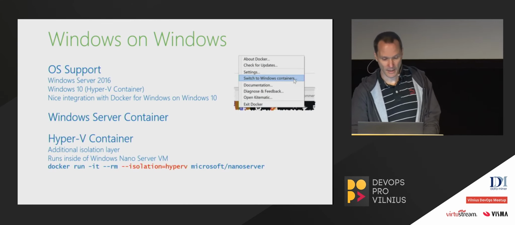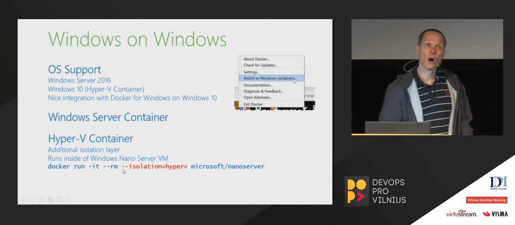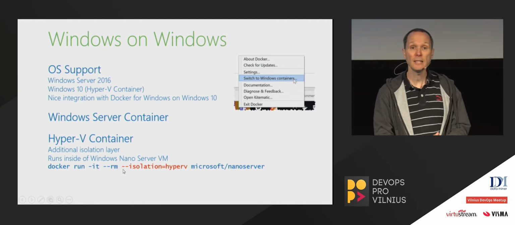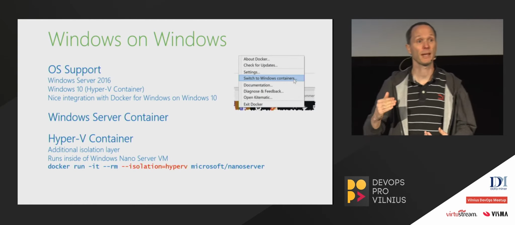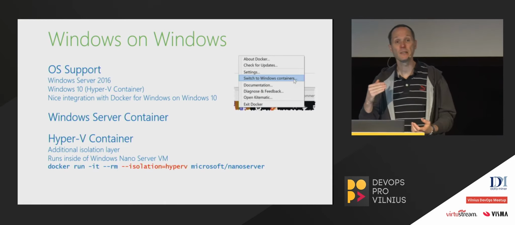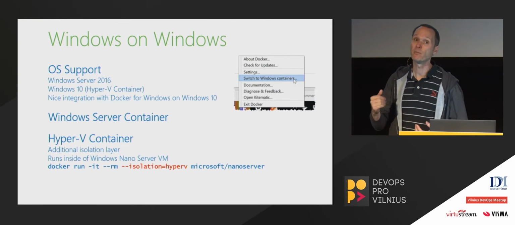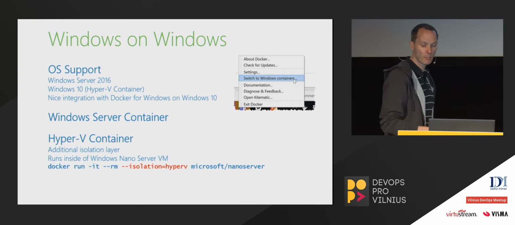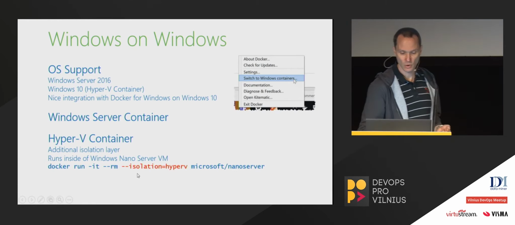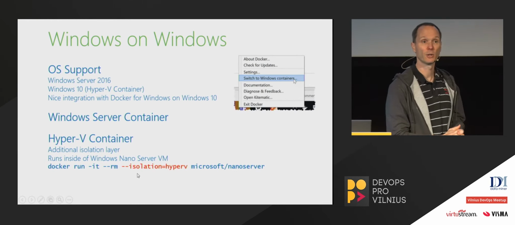Windows Server containers. This one is important if you are on the Windows Server 2016 platform, so not on the Windows Client platform, and you want to explicitly run something inside of a Hyper-V container. You can do so by just specifying the isolation switch from the Docker run command.